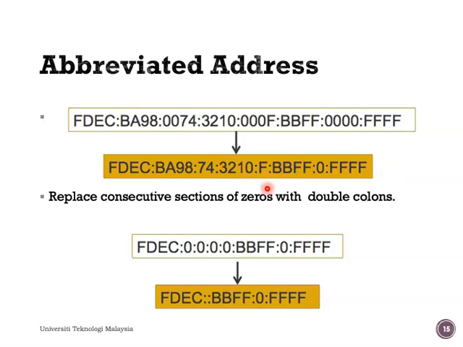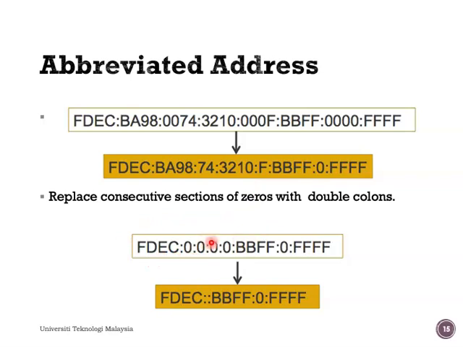We can also further abbreviate or shorten the address. We call it zero compression. It can be applied to colon hex notation if there are consecutive sections consisting of zeros only. So this is another example, not the same example as before.